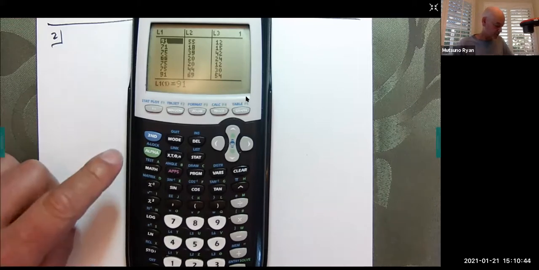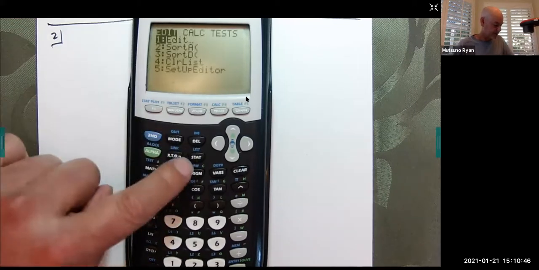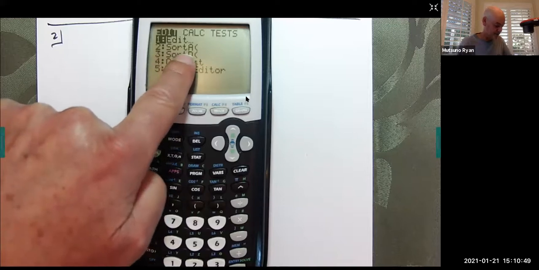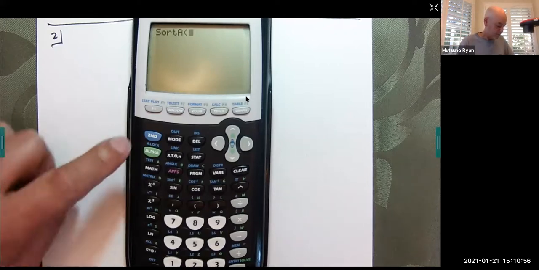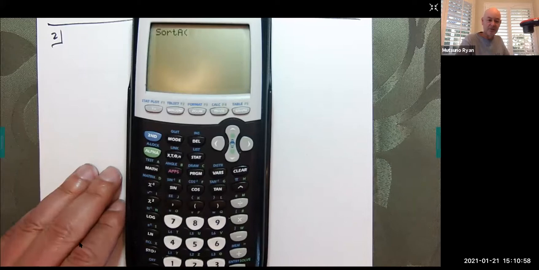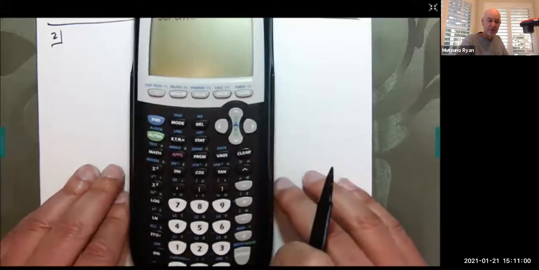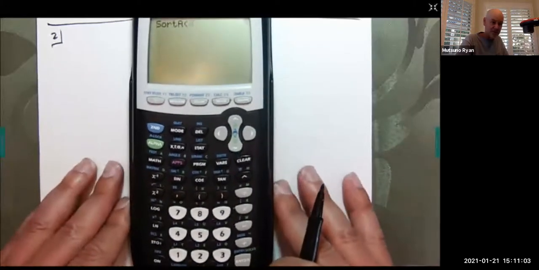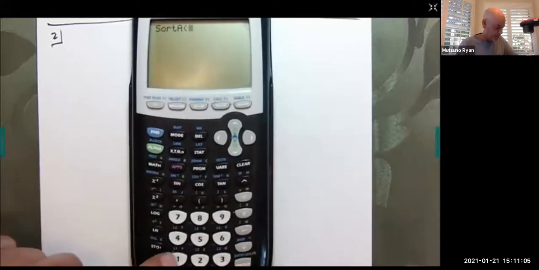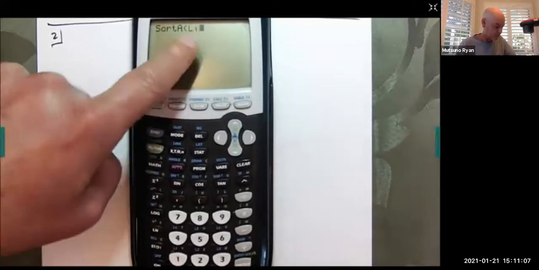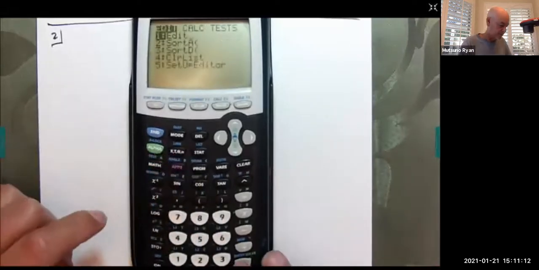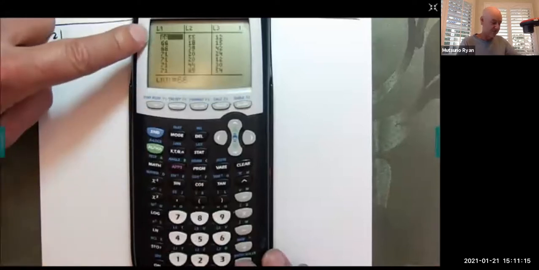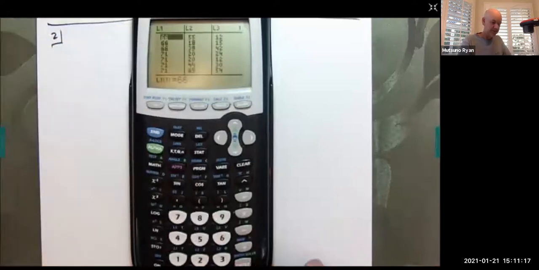So what I'm going to do is quit out of this, hit stat, and you can see sort A. So I want to sort, the A stands for ascending order, meaning smallest to biggest. And I want to sort specifically list 1, which is above the number 1. So I'm going to hit second and then 1, and that's my list 1. And that's going to sort it for me. So now when I go back in my list, you can see it's now in order from smallest, and it'll go all the way down to the largest.